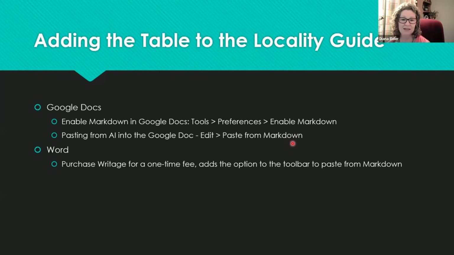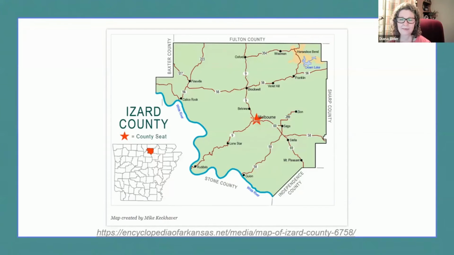Now, if you want to bring in something to Word, then you use Writage. Writage is a one-time fee program that you download, and then it's added to your toolbar. And then from there, you can paste from Markdown. And so, at first when I heard about this, I didn't know if I wanted to bother with it, but it's really easy and it is amazing because then you bring in your information from AI so much easier into your docs.